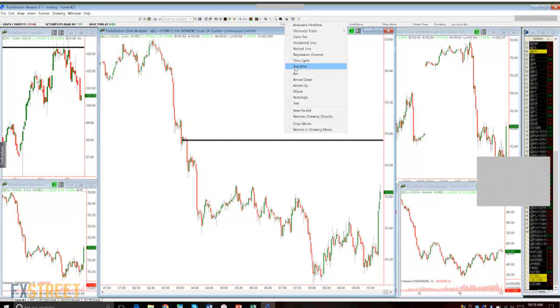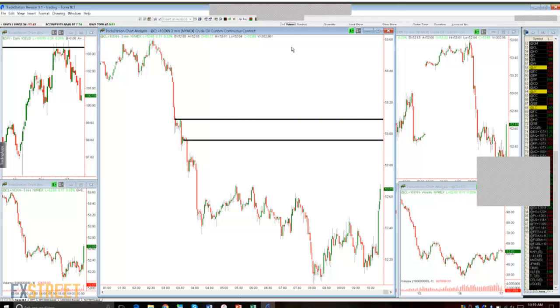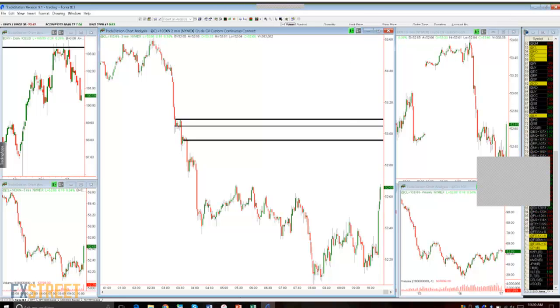There's that level. So instead of putting in 4 lines, I'm just going to combine both areas. Well, let me just do this because I know there's some new people with us.